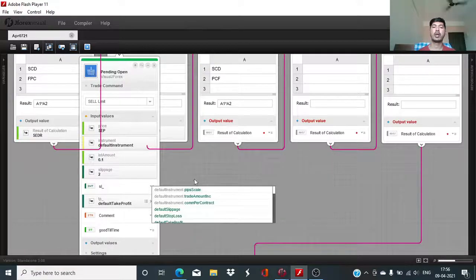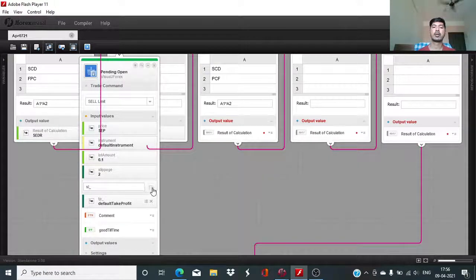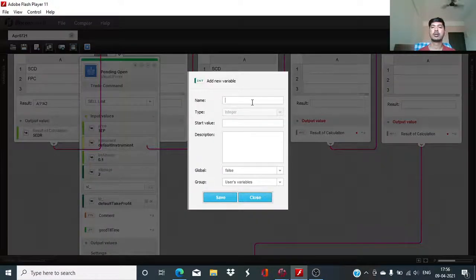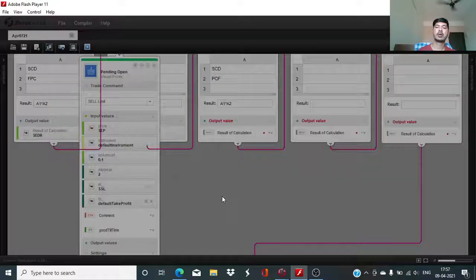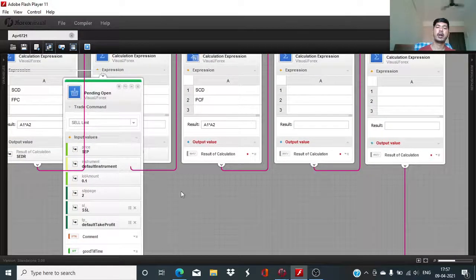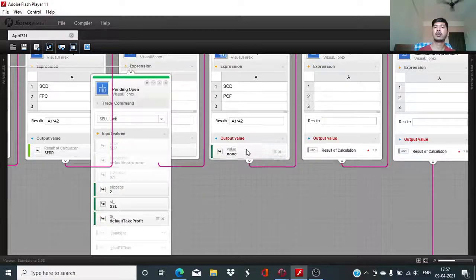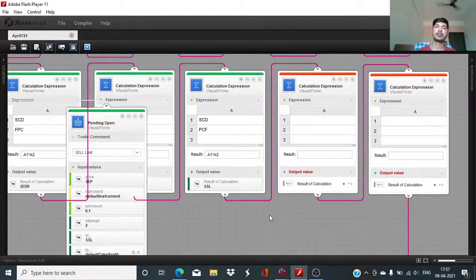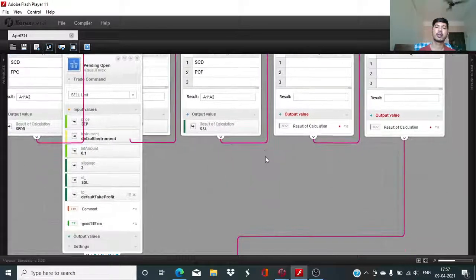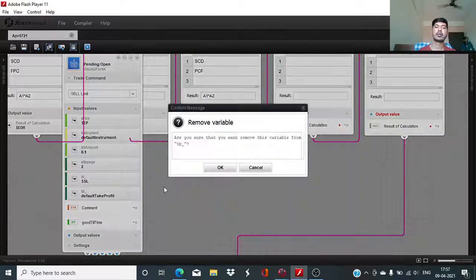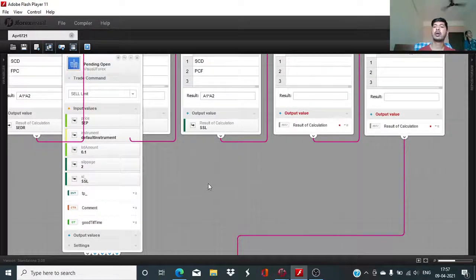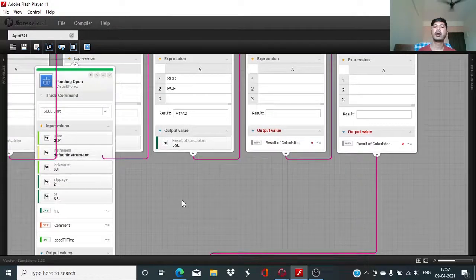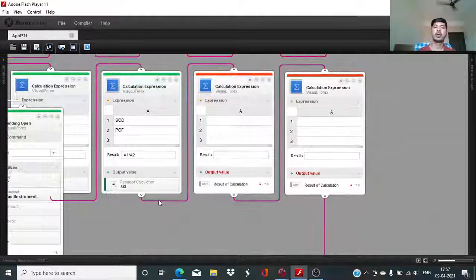Here I will create a new variable. Sell side stop loss, okay. And its output will be derived from here. And take profit is simply going to be twice of this.